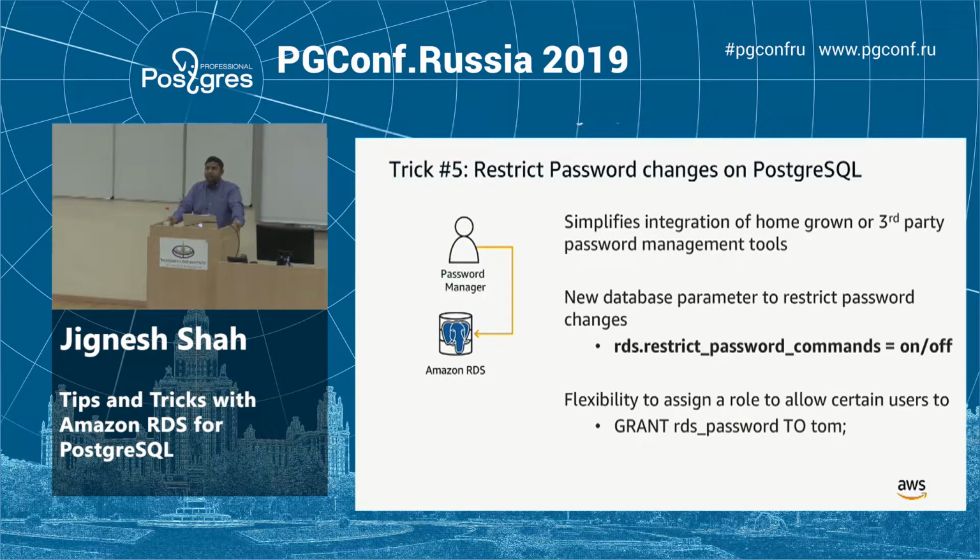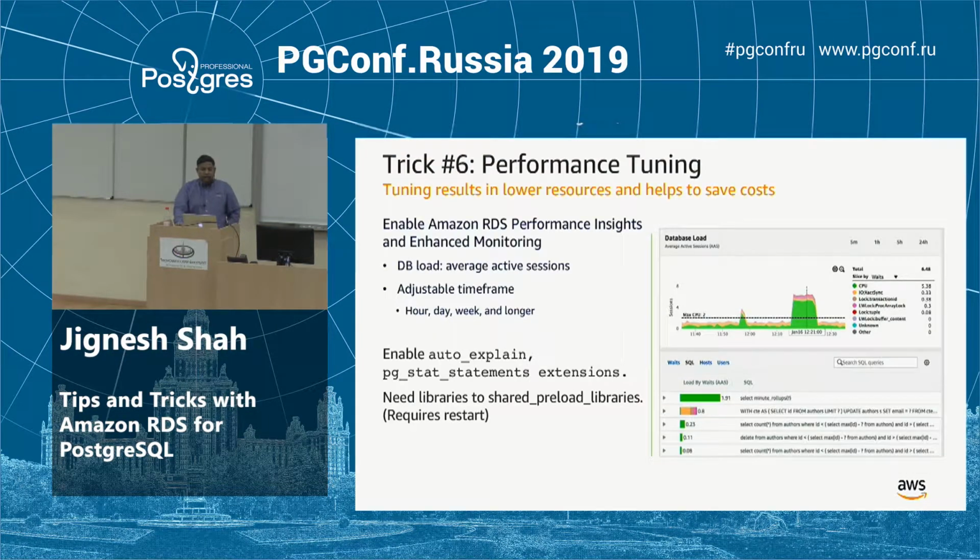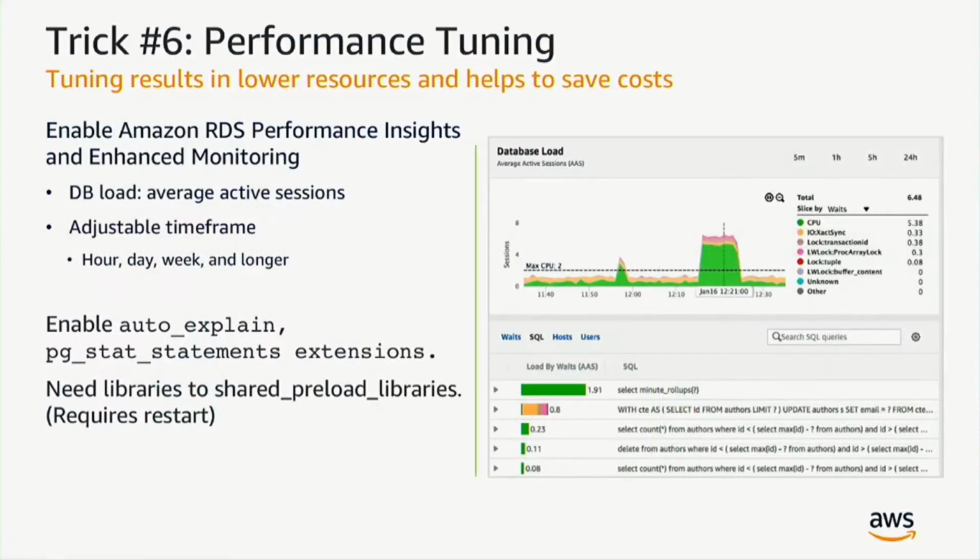So oftentimes, if you hear, "Hey, I want to do password complexity management in Postgres," you would enable this, take out the password change capability of all the users, and just write a small program through which you can update the passwords in the database. Right? The next trick is doing performance tuning on RDS.